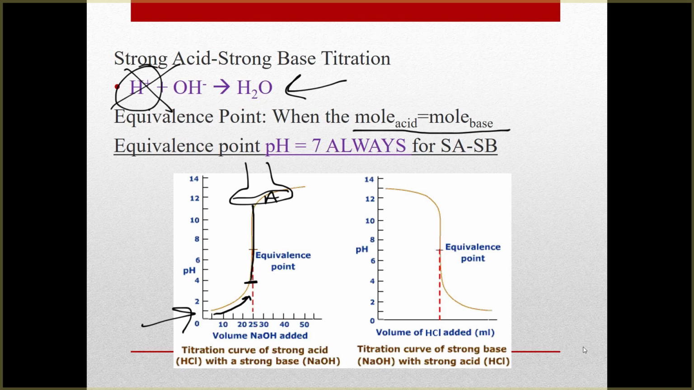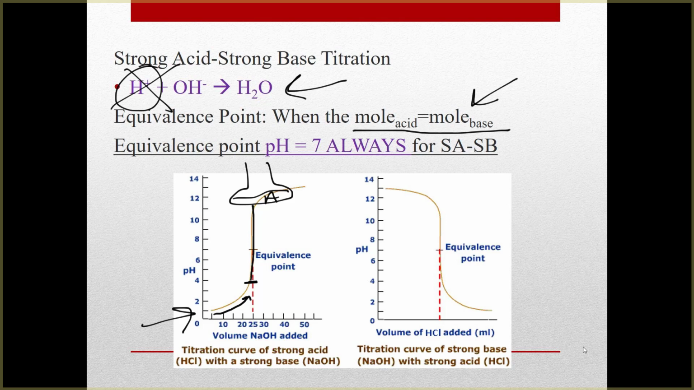Well, the titration will end at this point. I can use a pH meter to see the pH shoot up, but I can also use an indicator dye. And that indicator dye will turn a color at this equivalence point. When the moles of the acid equal the moles of base, that is the equivalence point.